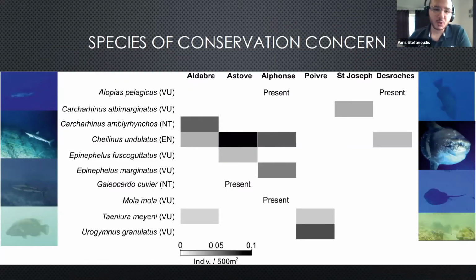During the video surveys, we observed a couple of species of conservation concern, for example, 10 species of fish that have been described by IUCN as vulnerable, near threatened, or endangered. You can see on this plot that each block indicates presence of that fish species in the different locations. The darker it is, the more common, the more abundant it was in those locations. And you can see that you had species of conservation concern across all the visited coral reef atolls.